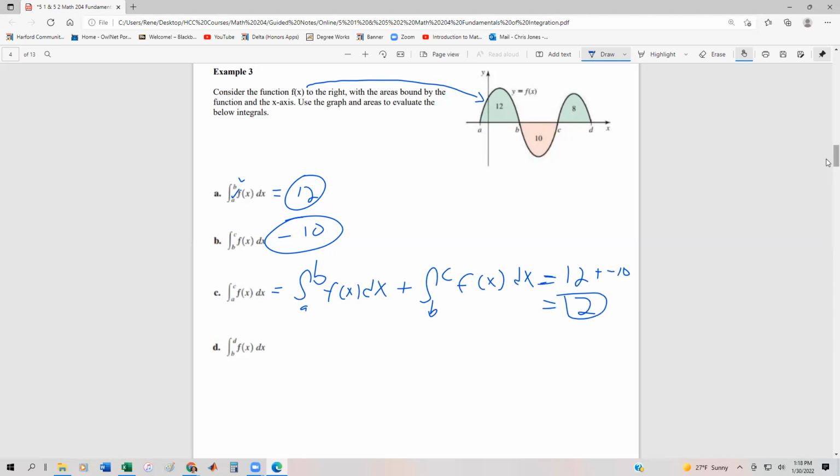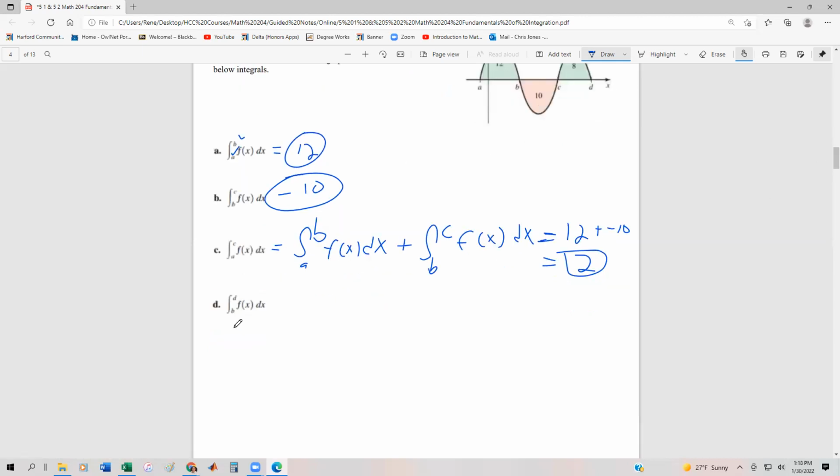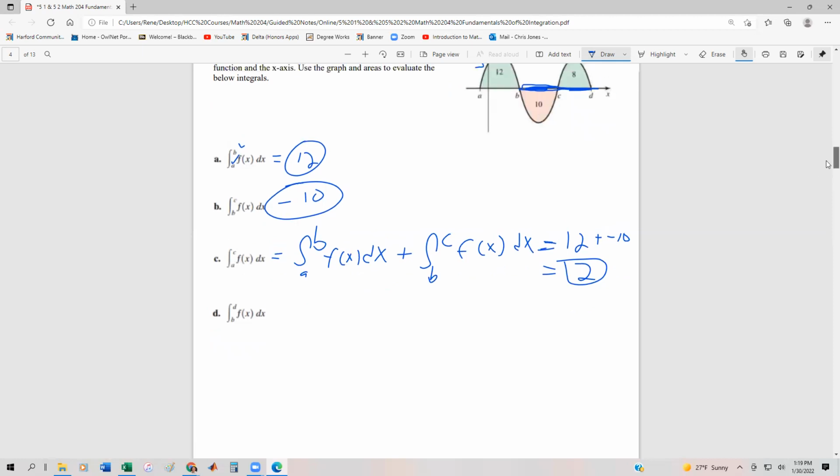Now finally, we have from B to D. All right, so that's going to span this length. And it's actually pretty easy. Once again, we're just going to figure out what BC is, figure out what CD is, and then we're just going to add those together.